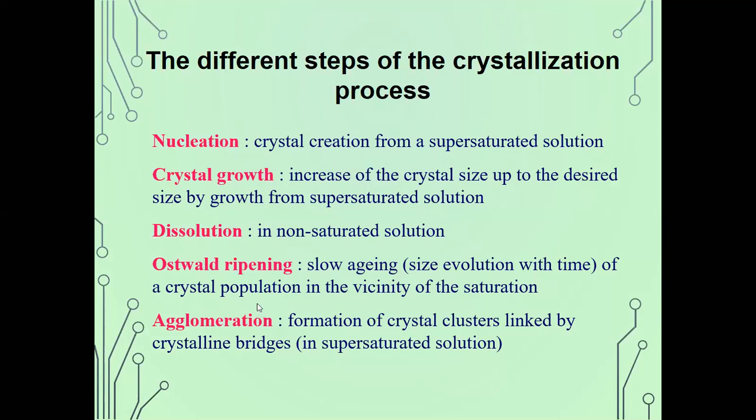Now, in the growth process also, we had what we call Ostwald ripening. So it's the slow aging. Actually, the aging of our crystal is a slow process. And this is the size evolution with time of a crystal population in the vicinity of the saturation. So the slow aging or the growing of your crystals is referred to as Ostwald ripening.